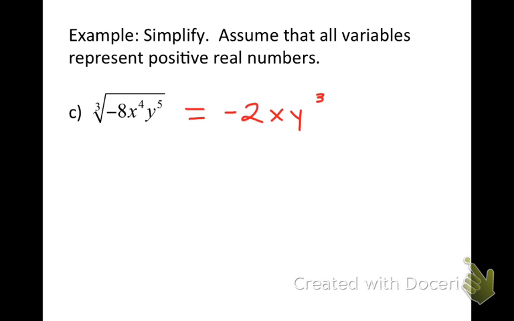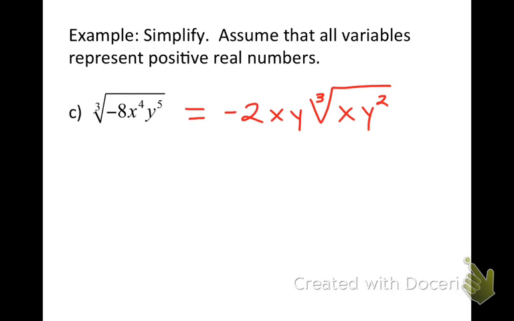Now we've got to figure out what is remaining underneath my cube root. So we said 3 went into 4 once. How many x's would remain if I took out 3 of them? 1. So I'm going to have 1x underneath. 3 goes into 5 one time, but if I took out 3, how many would I have left? 2. So I would have a y squared left over underneath.